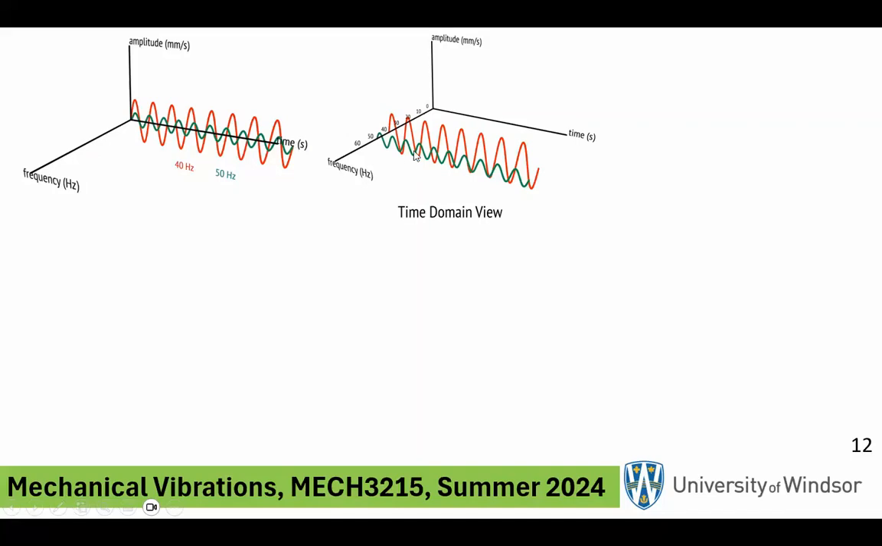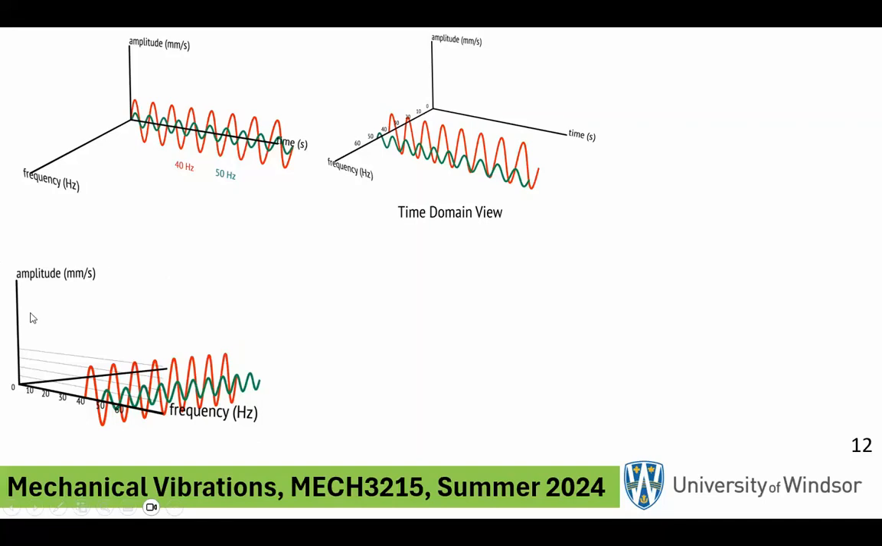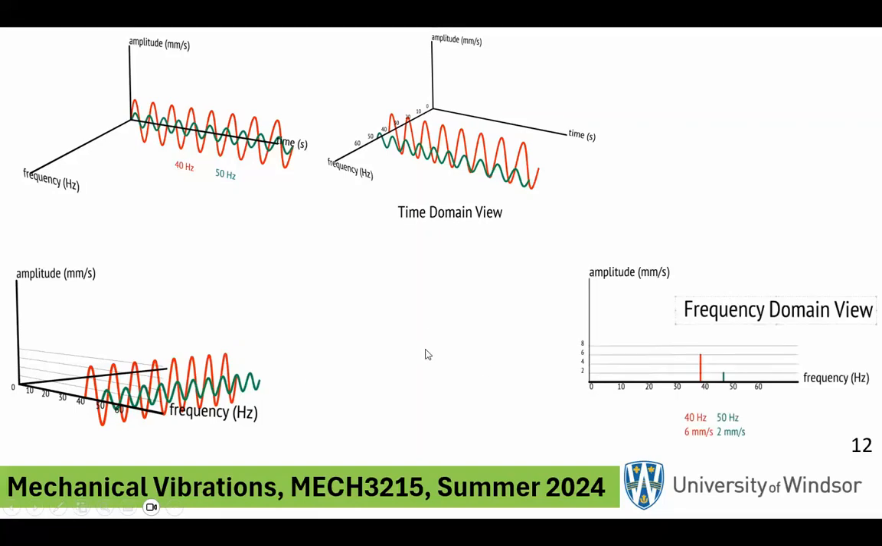Now, if I look at this signal on the right-hand side, down the frequency axis, I'm going to see the original green and red curve sitting on top of each other. But if I change my orientation and look at it down a different axis, such as the time axis, you're going to see this. And if you look at it completely from the side here, you actually see two peaks. One spike for the red one, one spike for the green one, at locations 40 and 50.